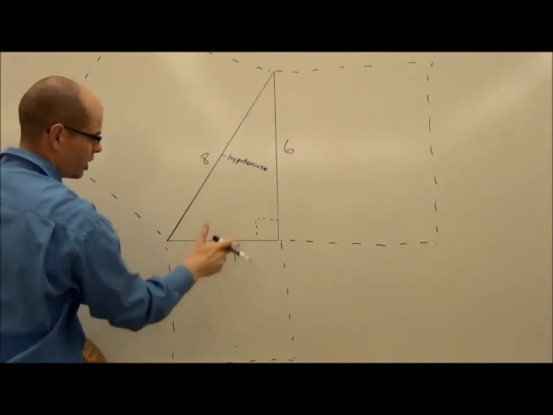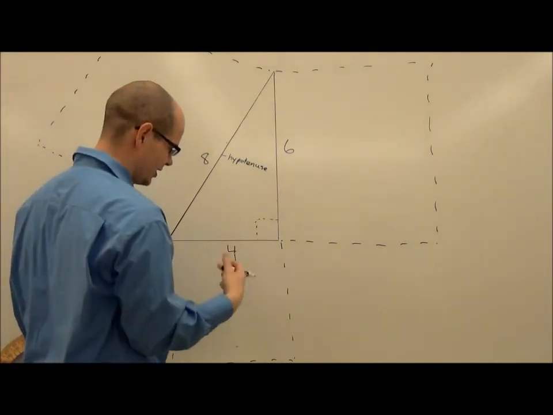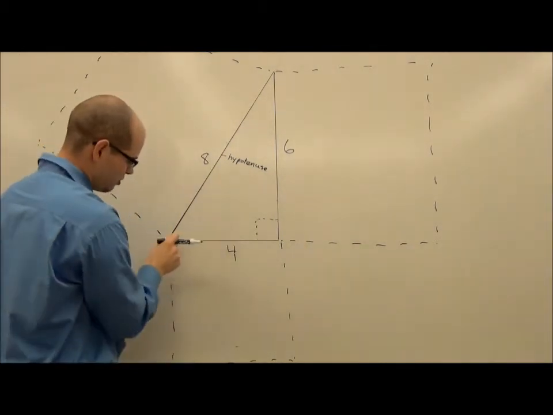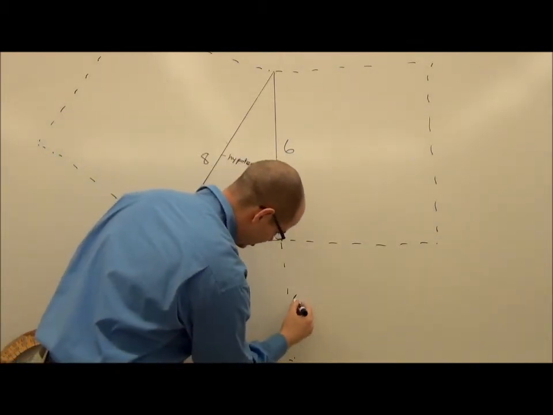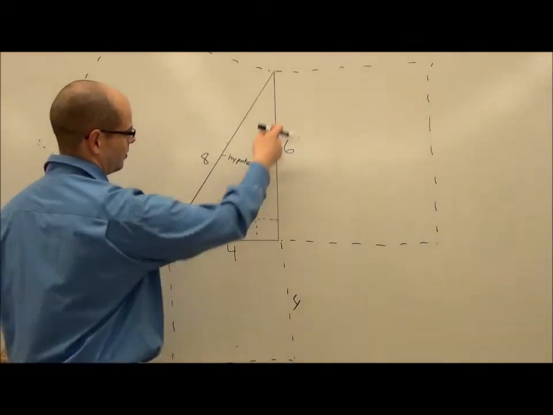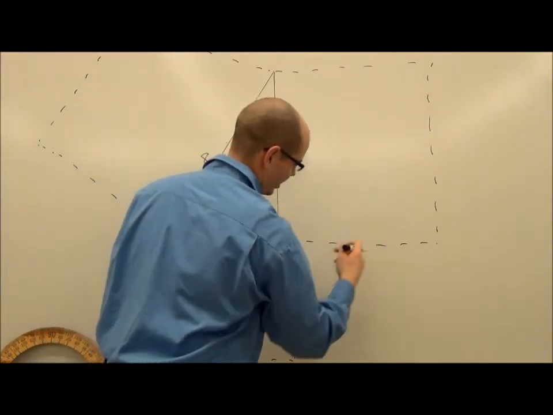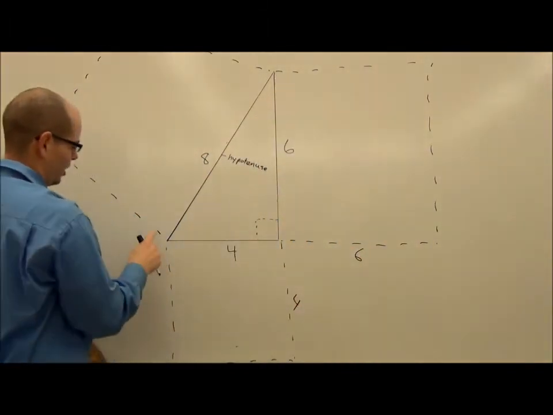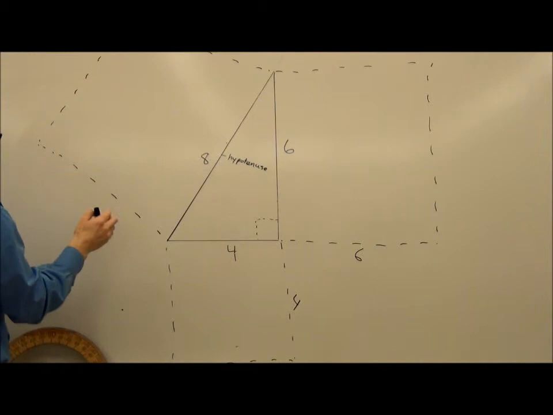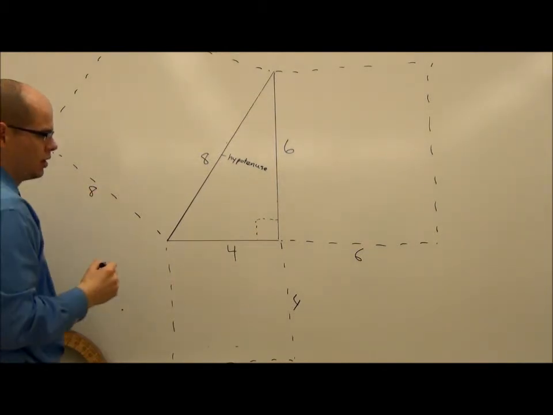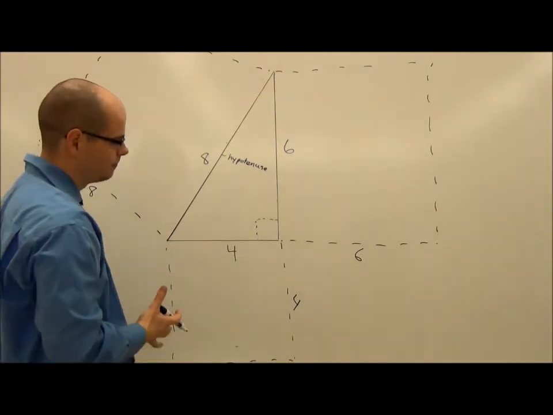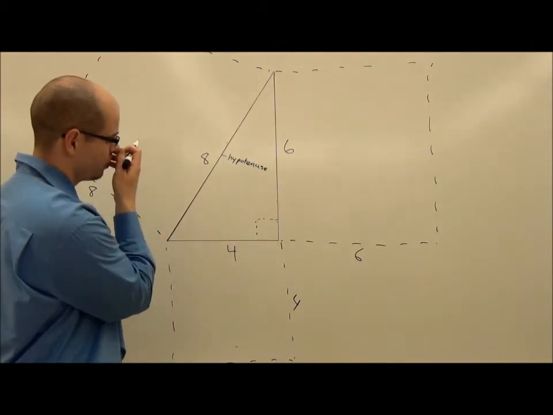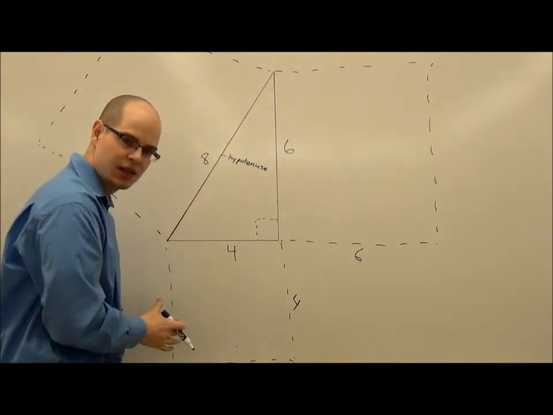So those are squares I've drawn in. Remember, a square has the same side lengths. So if this was 4 here, then this side has to be 4 here as well. If this side's 6, then this side has to be 6 as well. If this side was 8, then this side has to be 8 as well. The side lengths are only part of the picture. Remember that it was the areas that added up.